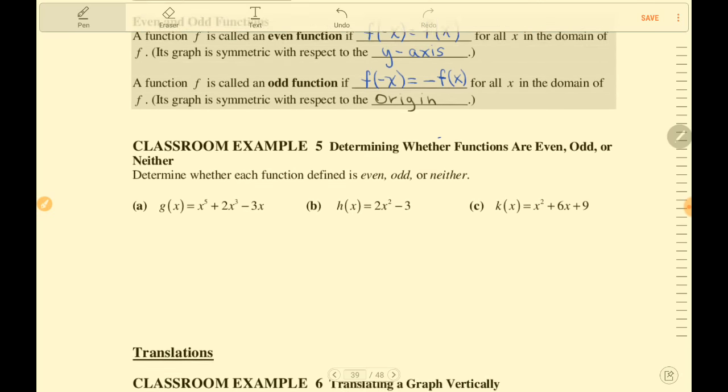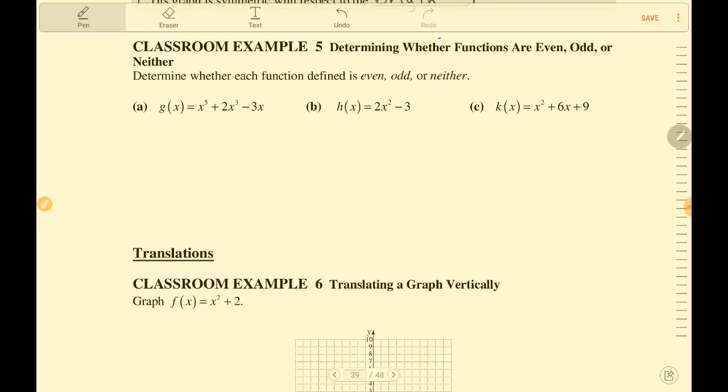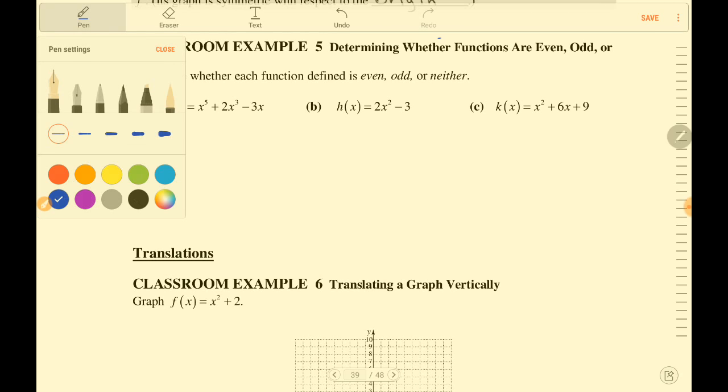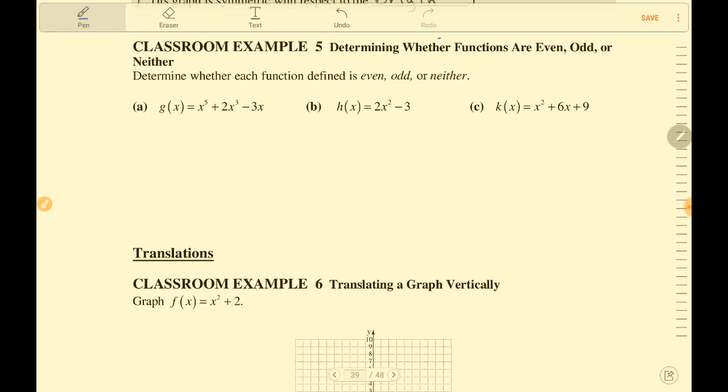All right, so classroom example number 5, determining whether functions are even, odd, or neither. I'm going to see if g of x is symmetric to the y-axis, because if it is, then it's even. So let's see. To see if it's symmetric to the y-axis, I want to see if, when I change the sign of x, I still get the same function value.